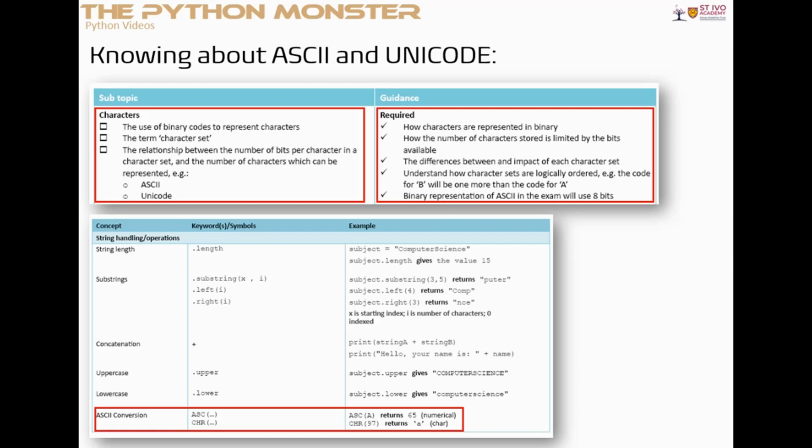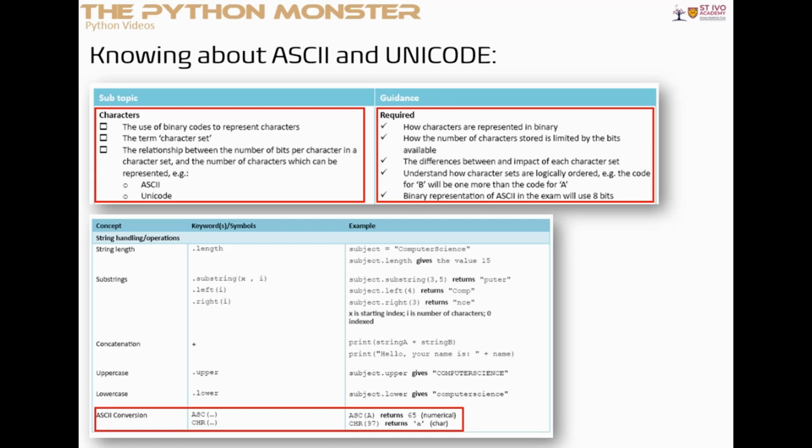So let's go through these very briefly, guys. On the left-hand side, all right, characters. You need to know about the use of binary codes to represent characters, the term character set, the relationship between number of bits per character and a character set, and the formats or schemes that can be used to represent characters such as ASCII and Unicode. More on that later, of course.